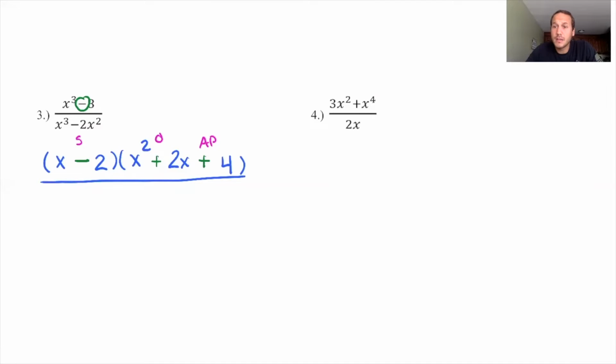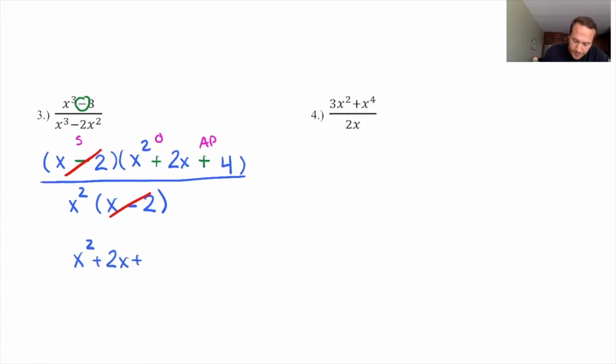How does the bottom factor? Well, that one's going to factor by GCF. If I pull out an x squared, I'll be left with x minus 2. Do I have anything that is exactly the same? I do. X minus 2, x minus 2. And then what's left? Well, the trinomial from my SOAP factoring over this x squared. Now, how did I know that I couldn't factor that trinomial anymore? Well, there's no factors of 4 that add to 2.